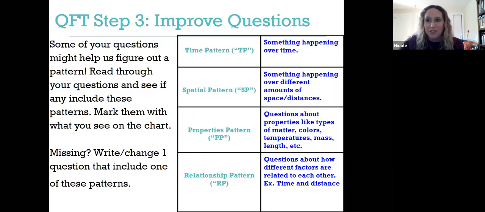And then I knew for sure that we had questions about patterns because of this step, which made me feel better as their teacher because I want them to learn how to understand patterns better because that's one of our cross-cutting concepts.